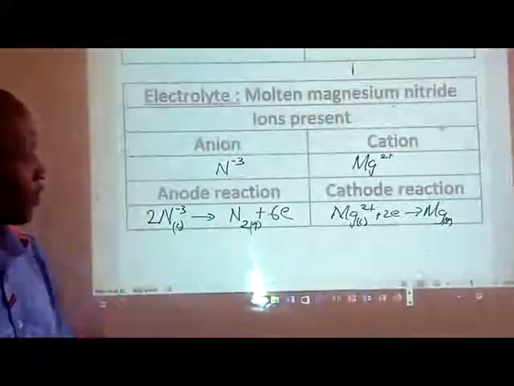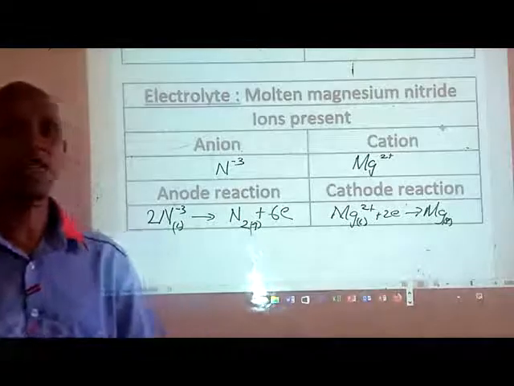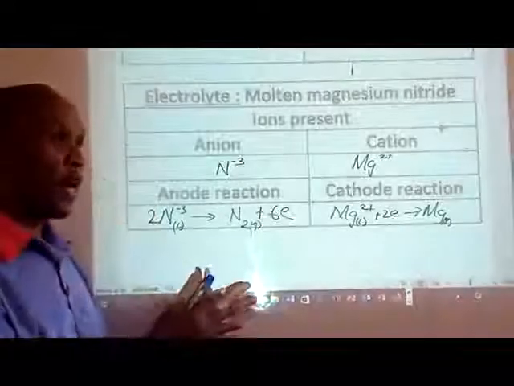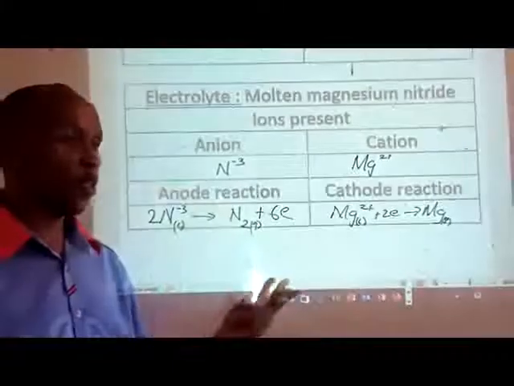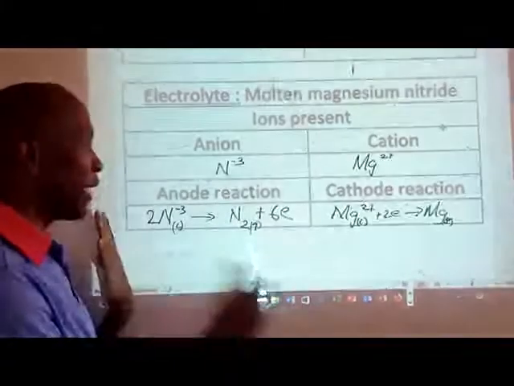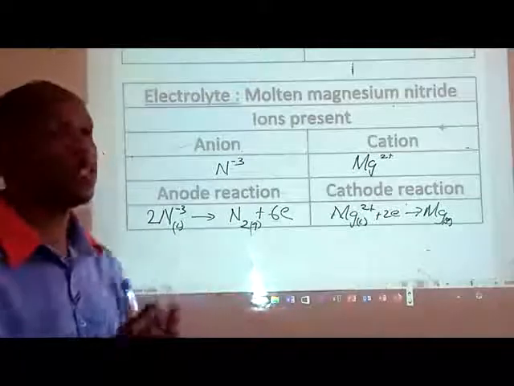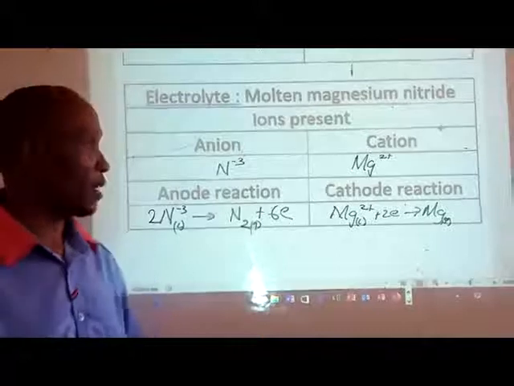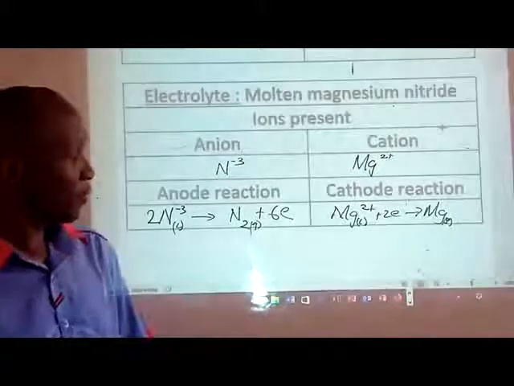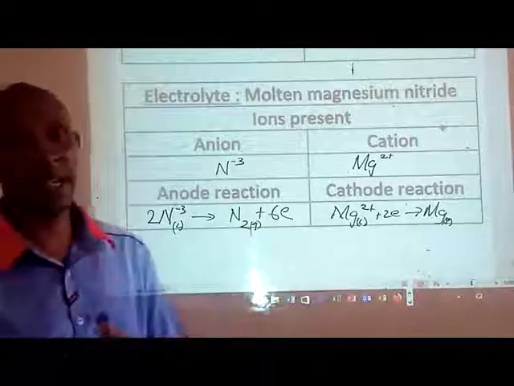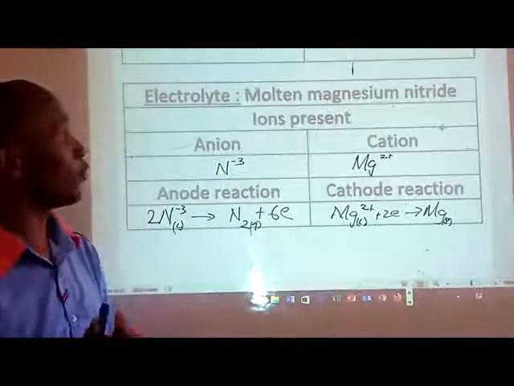Now the electrolytes we are talking about here are called binary electrolytes. We have only one anion and one cation, only 2. So we call them binary electrolytes. They are mostly the electrolysis of molten substances. So in the next one, we shall proceed to look at the electrolysis of solutions.